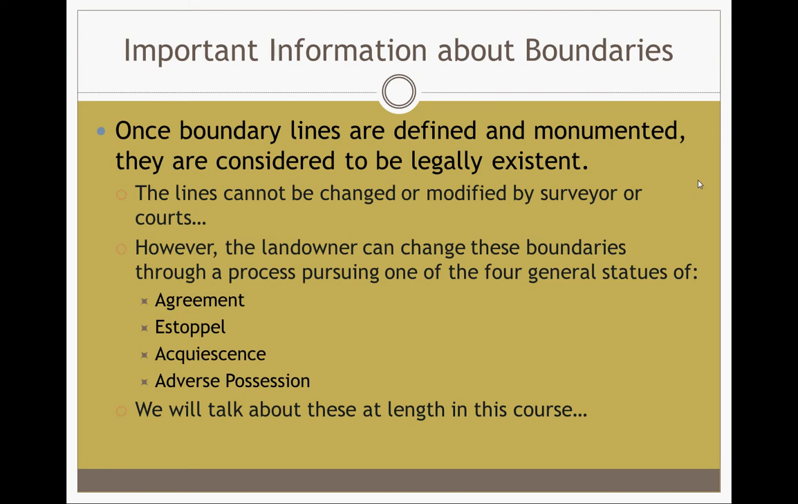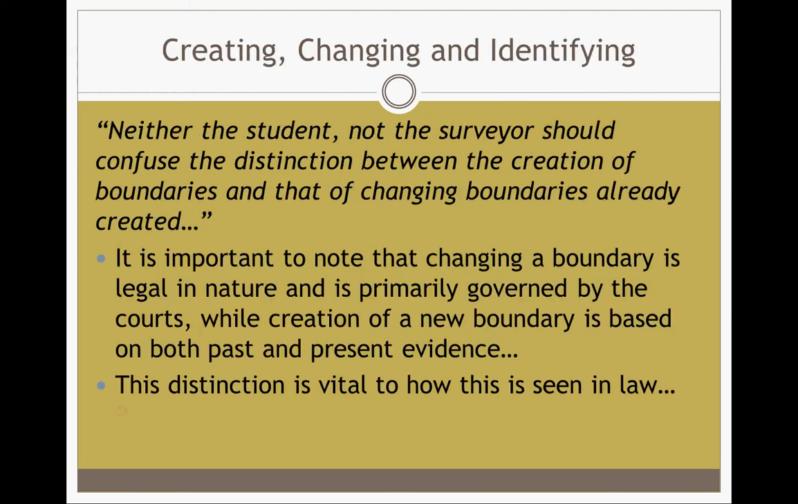However, the landowner can change these boundary lines through a process pursuing one of the four general statutes of agreement, estoppel, acquiescence, and adverse possession. Now, we'll talk about these at length throughout the course. We'll talk about them a little bit in this part of the course, but we'll talk about them at greater length as we progress. The one that you're probably most familiar with is adverse possession if you've done any real estate law or any law research. And it's a general statute that is very ambiguous in a lot of cases, so don't get your hopes up that you're going to adversely possess some land.